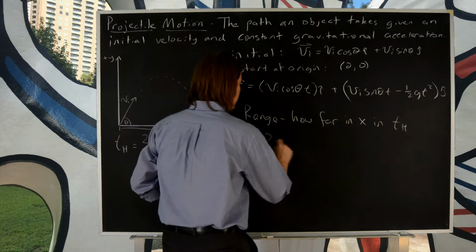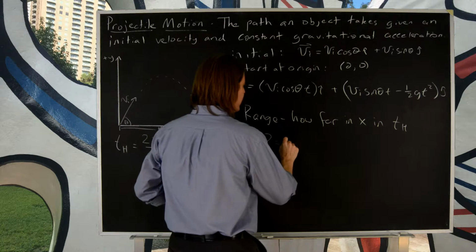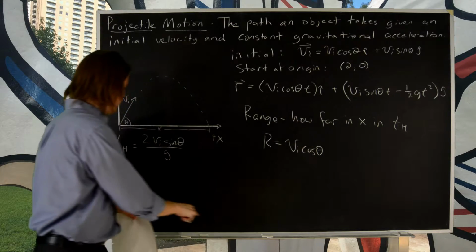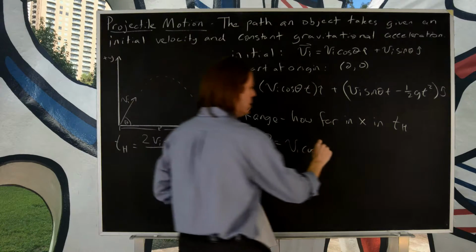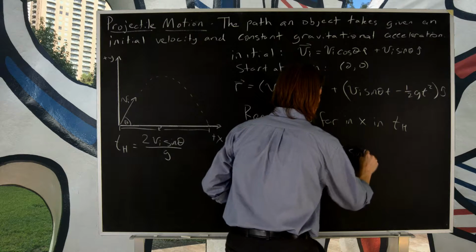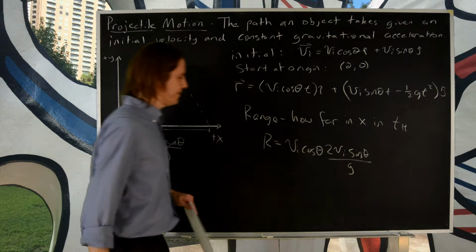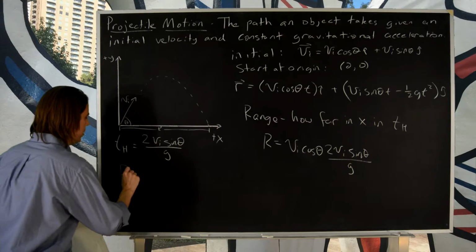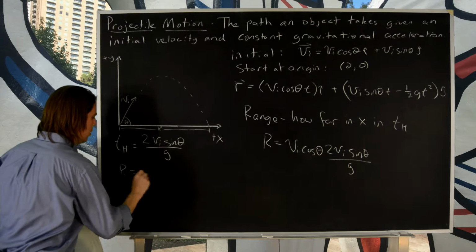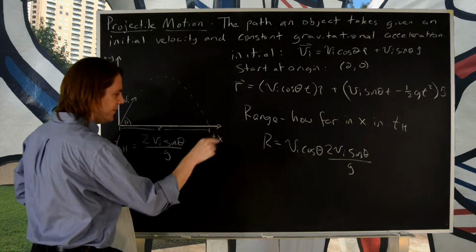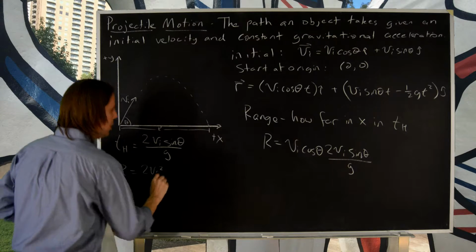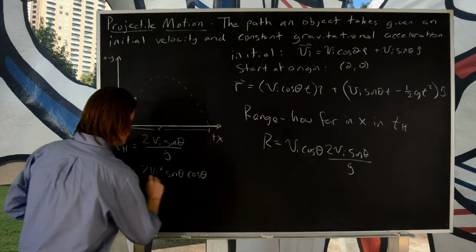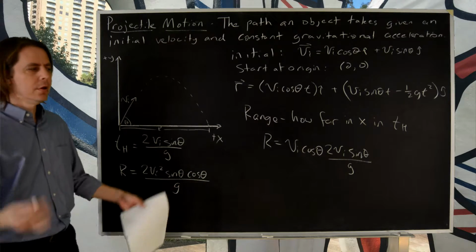So we say the range, if we plug in th for the x, that's going to be vi cosine theta, and we plug in th, 2 vi sine theta over g. And we just got to put all that together, and we'll have the range. R is 2, we got a vi squared, sine theta cosine theta, over g. Done with range.